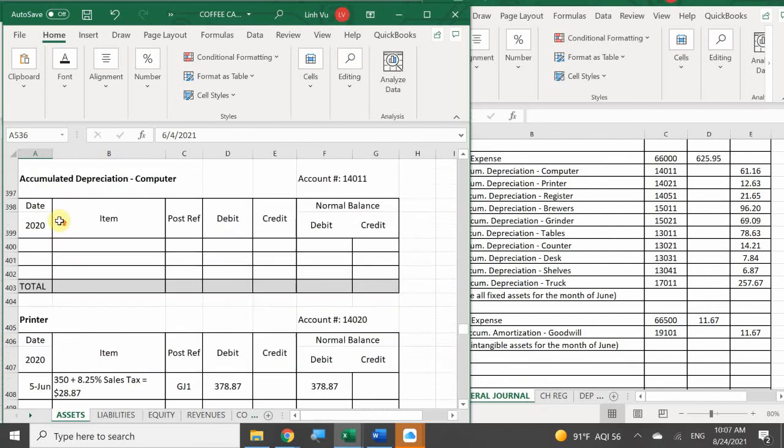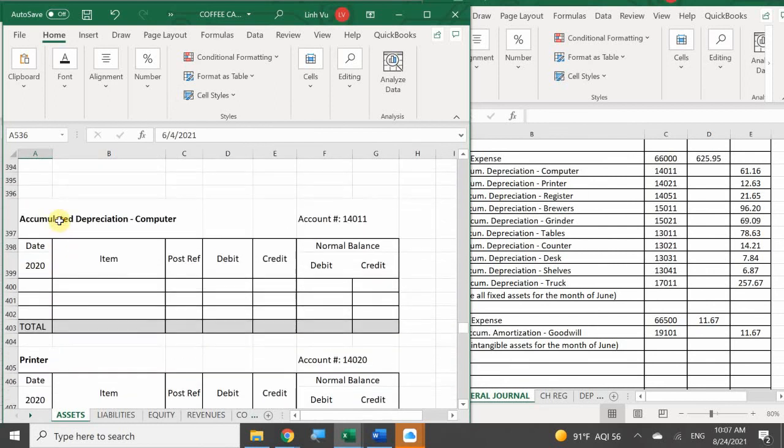Okay, here. Accumulated depreciation for the computer. Okay. I'm going to put adjustment. As far as that, it's up to you if you want to put more description. In this case, an adjustment entry is good enough because we're doing it at the end of every month. So there's no point in putting the month in there because it's going to happen at the end of every month.